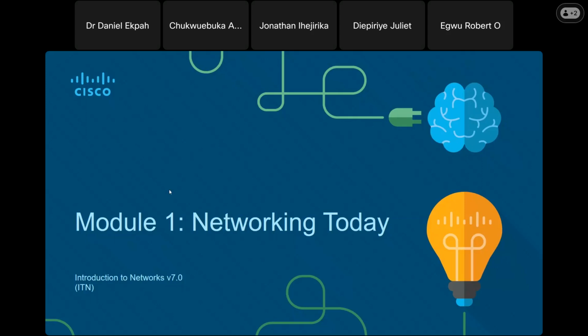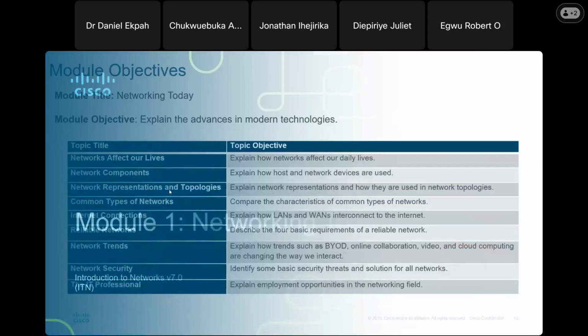So, networking today. Everyone should know what a network is, right? It's just the interconnection of different devices. So that's what a network is. So let's look at what Cisco has for us from the Networking Essentials.